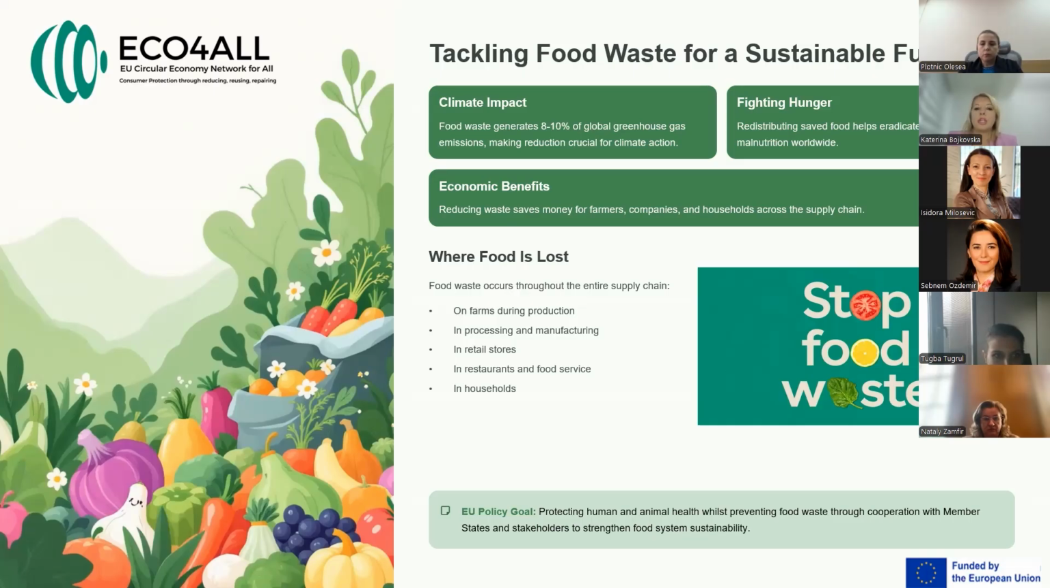The main objective of EU food safety policy is to protect human and animal health. These standards can be met in cooperation with EU member states and stakeholders, who should find ways to prevent food waste and strengthen the sustainability of the food system.